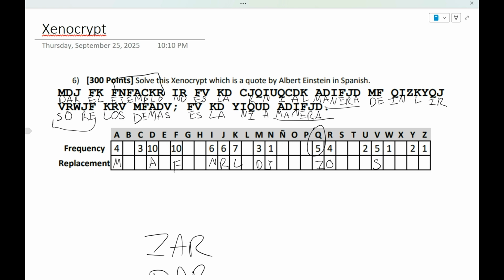So we have J maps to here, and then we have the C maps to a P. So let's try to fill in the rest of the P's, and we get principal over there. Okay. So that means we fill in principal. So that means we get U is equal to C, right? Okay, so dar ejemplo no es la principal manera de something.